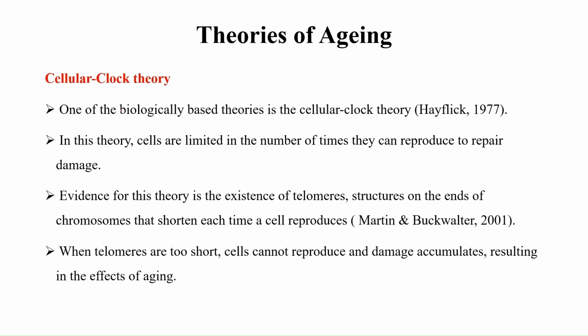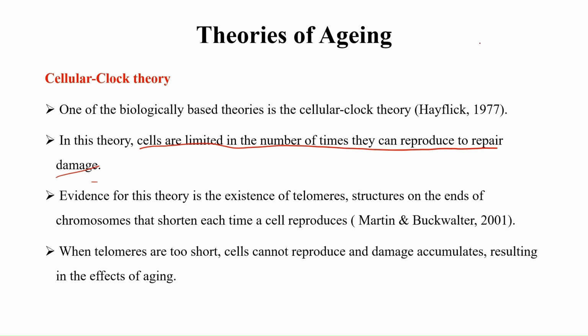Starting with cellular clock theory, it is one of the biological basis of aging theories, which was given by Hayflick in 1977. This theory says that the cells are limited in the number of times they can reproduce to repair the damage, which basically means that a particular cell can be reproduced or remade only for a certain period of time, and it is limited. And the evidence of the theory is the existence of telomeres, the structures on the end of the chromosomes that shorten each time a cell reproduces.